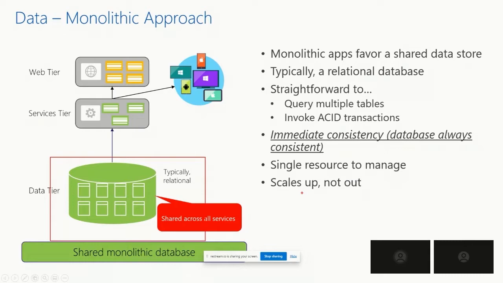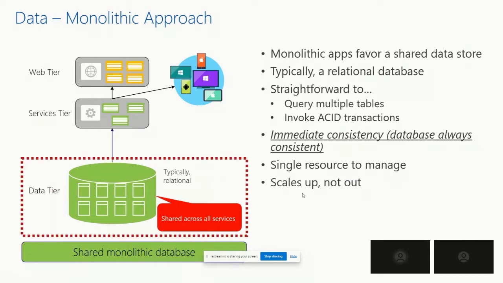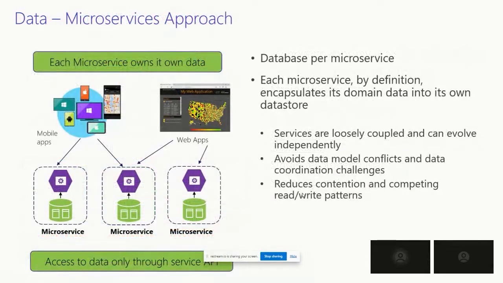When I move into a world of microservices, life becomes a little bit different. If I follow the best practice of each service having its own data store, then my services are loosely coupled. The data and the service can evolve independently. I can avoid data model conflicts. If I make a change in this database, I'm not going to break things in another database as long as my interface stays the same.